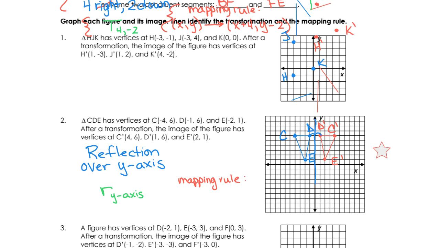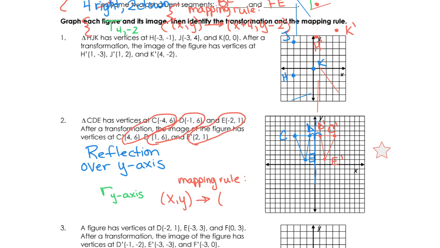And in our mapping rule, we always start off with x comma y, and then we go and say what happens to x and y. And this one's a little bit tricky. There's nothing to add or subtract like in the translation there was. But if you take a look at the coordinates, I think you can figure out what is happening.